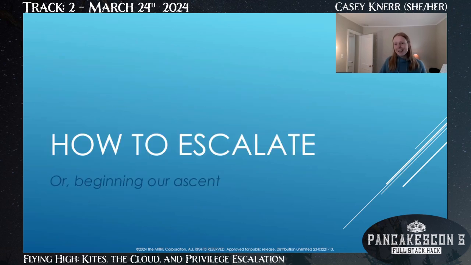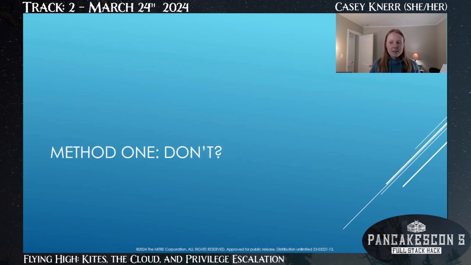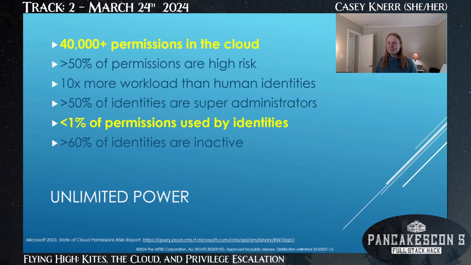So now that we have that out of the way, we can think about how we actually elevate our permissions. And the first method is maybe don't. So there's a great report from Microsoft back in 2023 that talked about the state of permissions in the cloud. And they talk about how in the cloud, there's something like 40,000 permissions in these multi-cloud environments that you might have to keep track of. Over 50% of these might be high risk. And as a result, the principle of least privilege is really hard to apply.